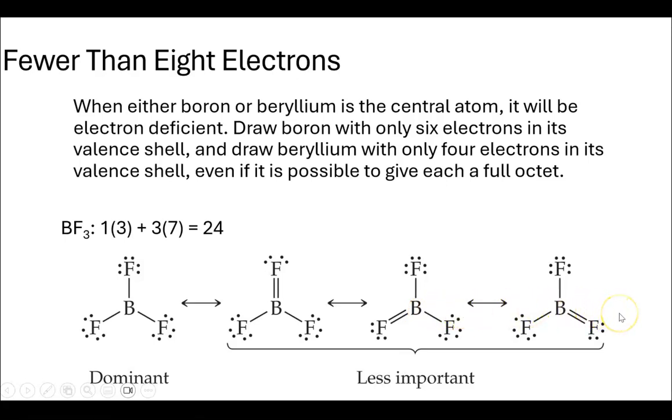And once again, for reasons that are beyond the scope of Chem Honors at St. David's School, this turns out to be the one in which boron only has 6 electrons in its valence shell. It turns out to be the dominant Lewis structure, the best Lewis structure. So that's your answer for BF3.